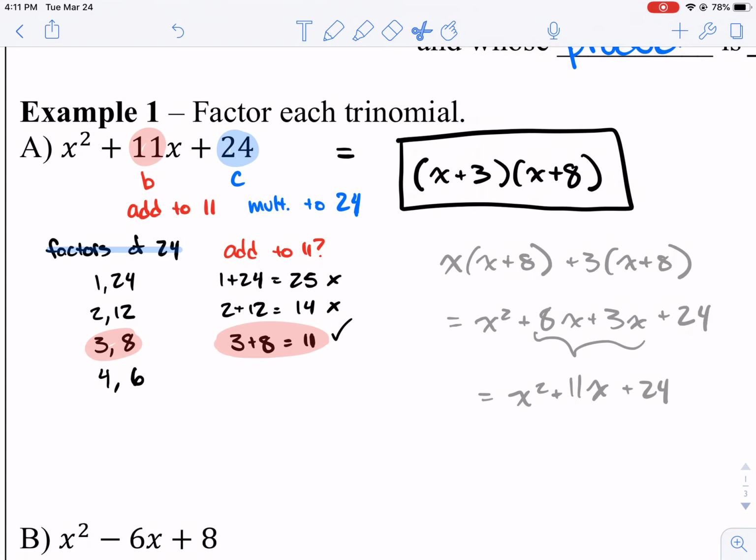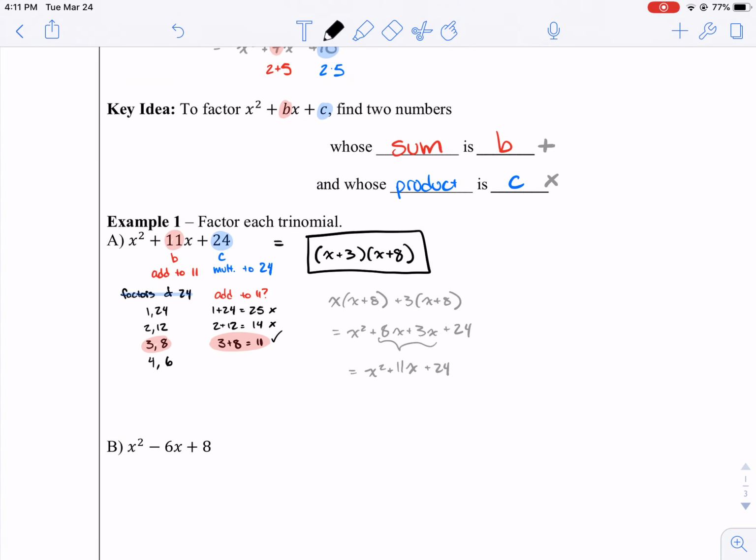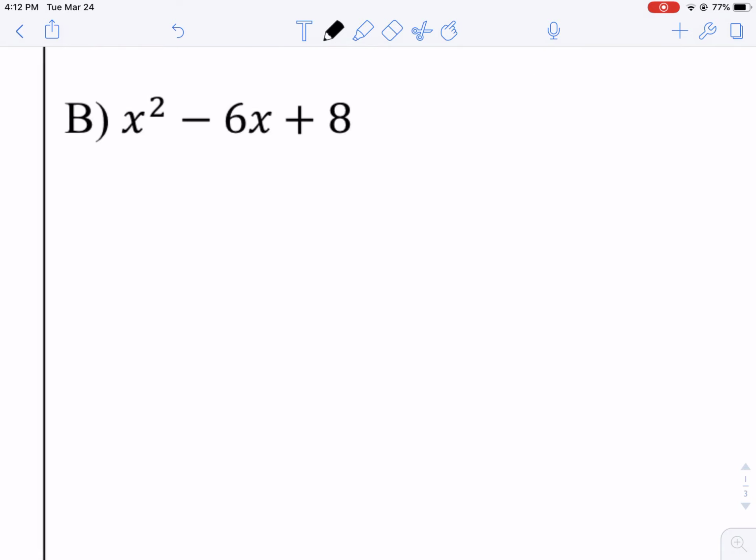No questions? All right, to recap, what we did was we found our b term was 11 and our c term was 24. So we need to add to get our b term and multiply to get our c term. So we found factors of 24 and added them up to see if we got our b term. Think you got it? Let's try another.